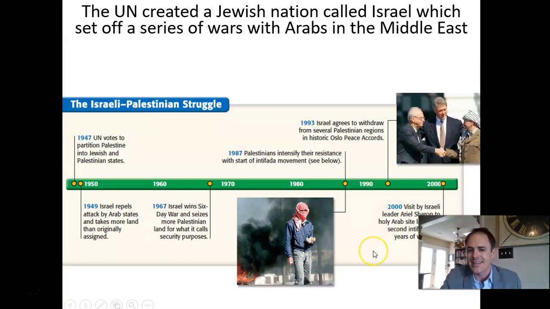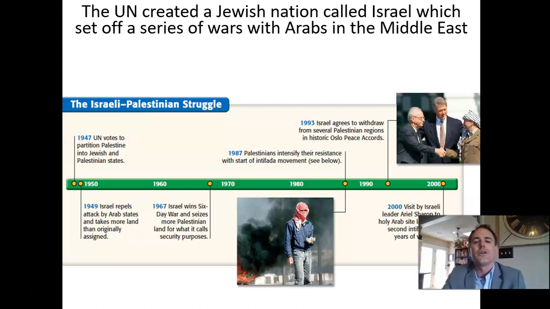And beginning in the 1980s, the Palestinians, frustrated with the situation in Israel, their lack of rights, their lack of economic opportunities, began to fight back using guerrilla tactics, resistance tactics, terrorism, but also others.